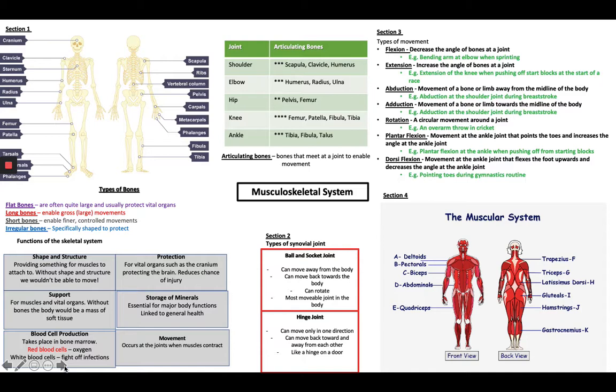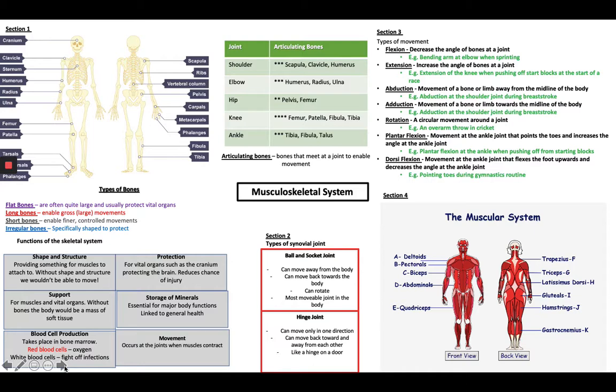A good way to learn this is to read through them, come up with ways of remembering the names, and then get somebody at home to test you. Get them to point at a bone in their body and you have to name it. Please make sure that you use the correct terminology. So for cranium, make sure you say cranium, don't say skull.